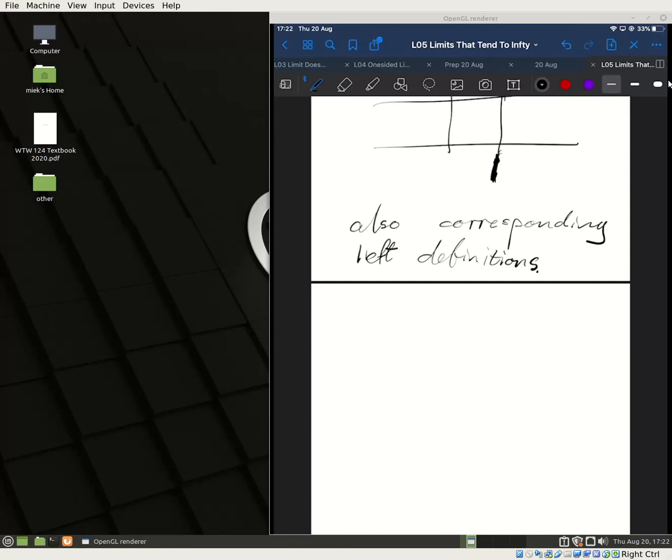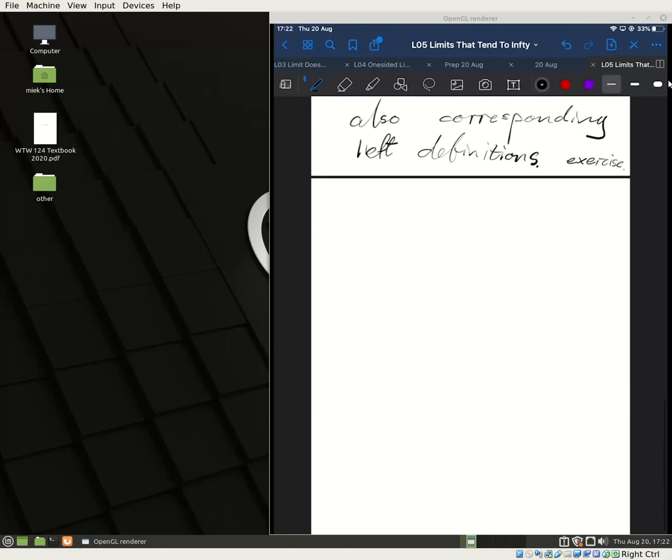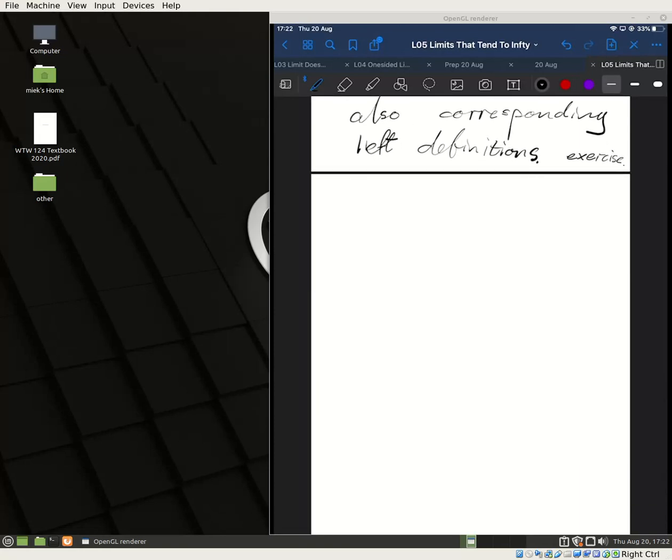Okay, and I will leave as an exercise for you to write down what the left definitions are. Exercise. Okay, then there is the following theorem.